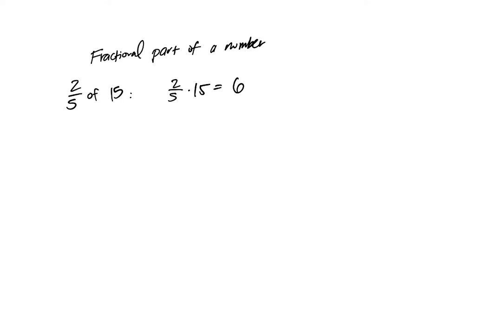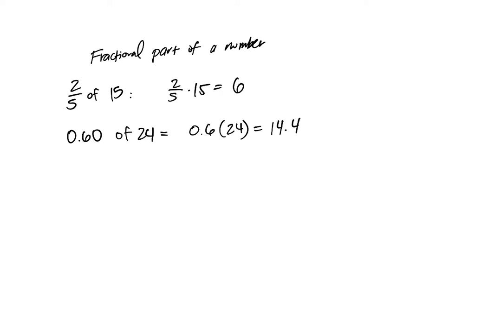If I wanted to find a decimal part of 24, say 0.6 of 24, I'm going to multiply 0.6 times 24, which is equal to 14.4.